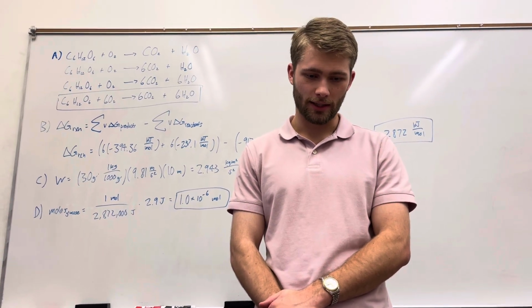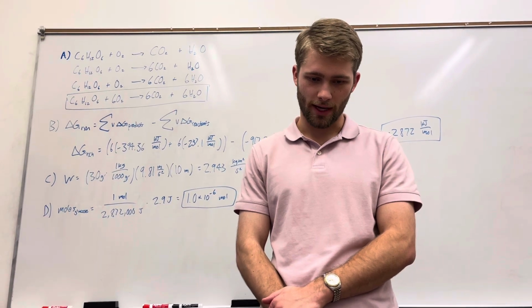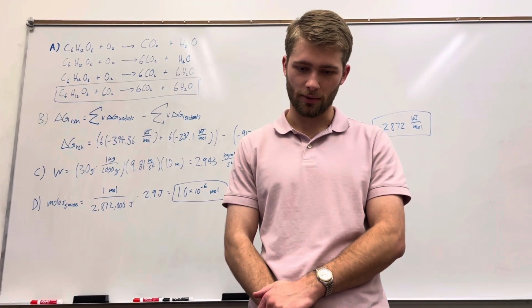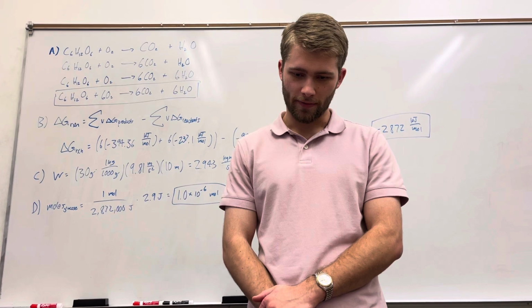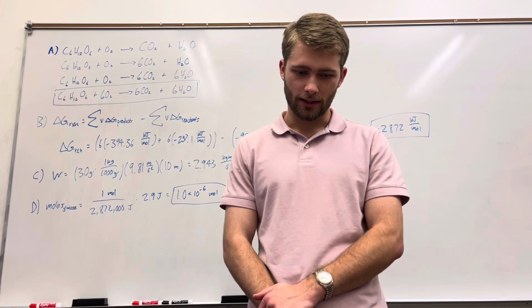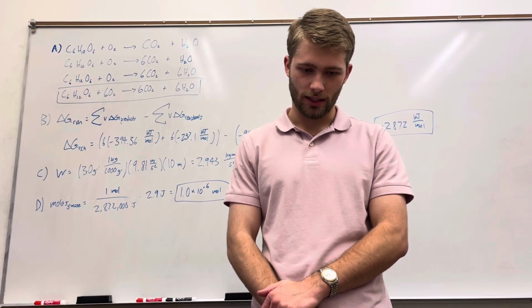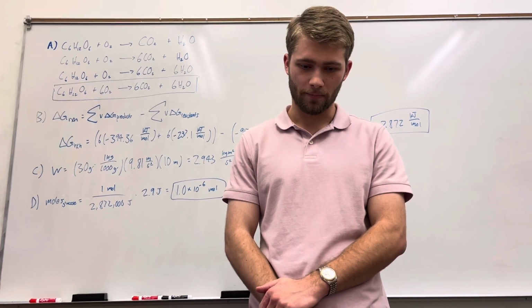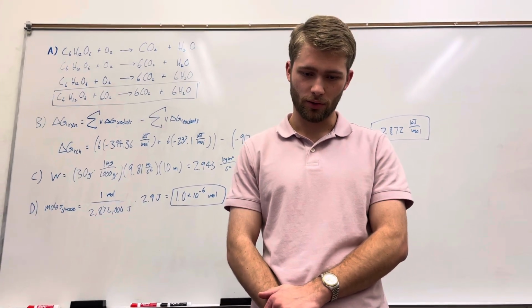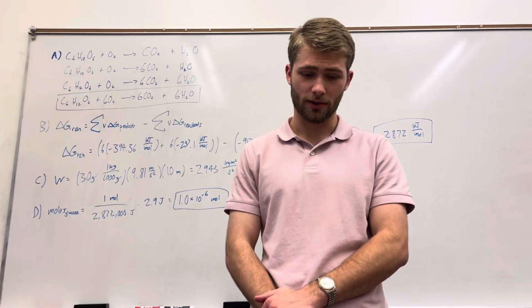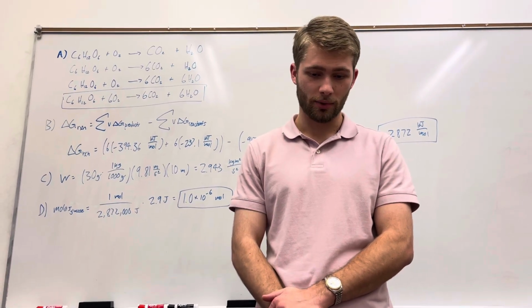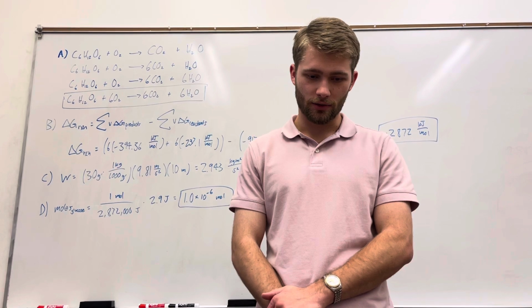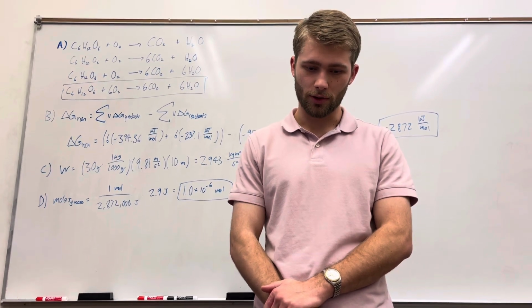A, the metabolization of glucose is the reaction that reacts glucose with dioxygen gas to produce carbon dioxide and water. Write that balanced equation. B, calculate delta G reaction for the reaction in A. The free Gibbs energy for glucose is negative 917.2 kilojoules per mole, and it instructs us to look up the rest in the OpenStax book.